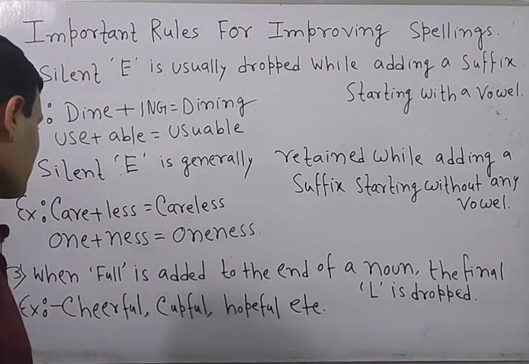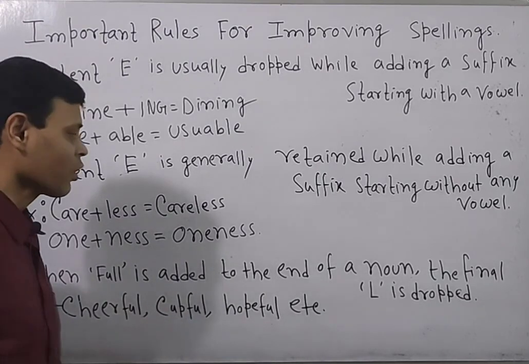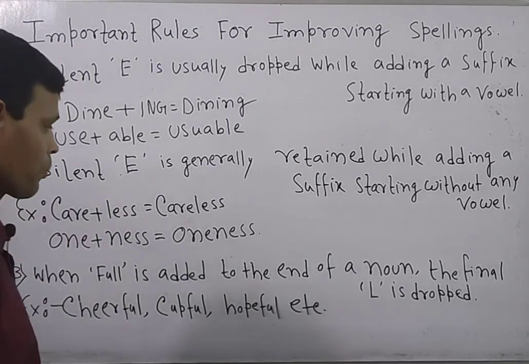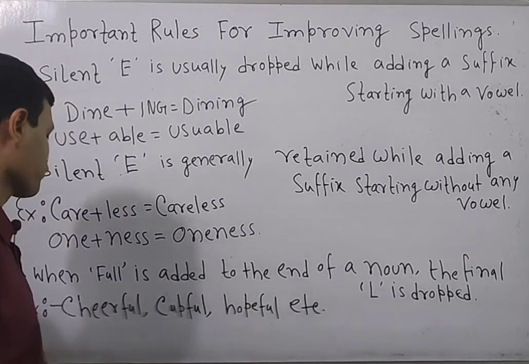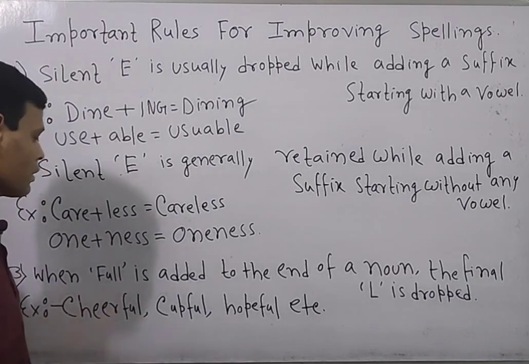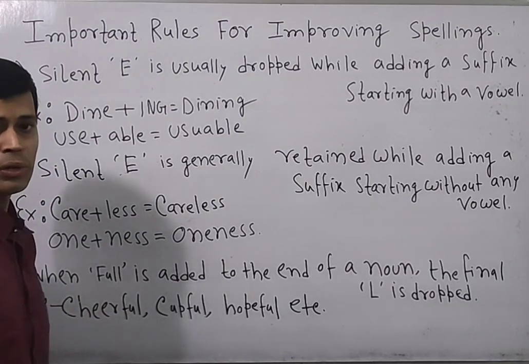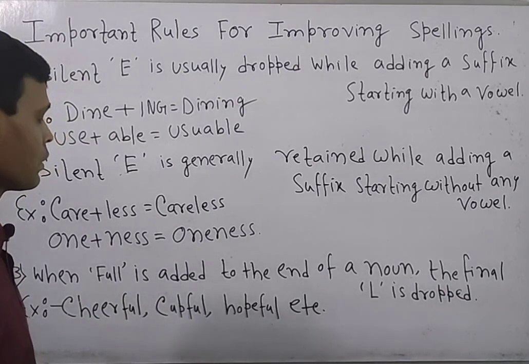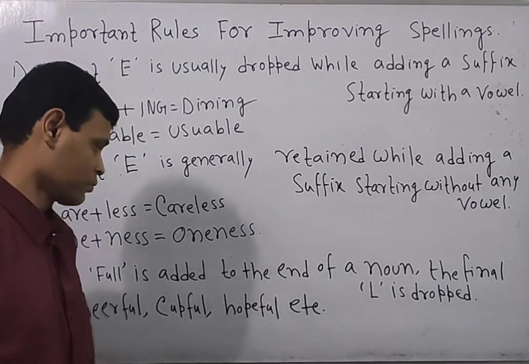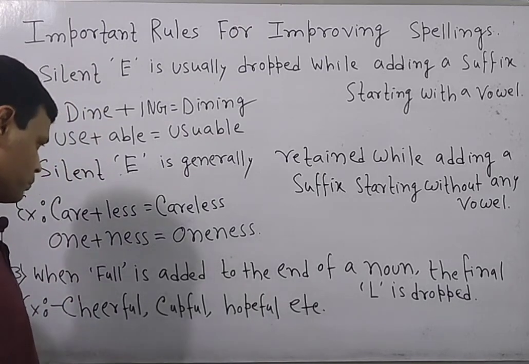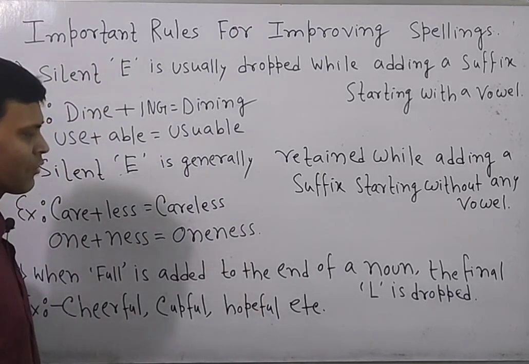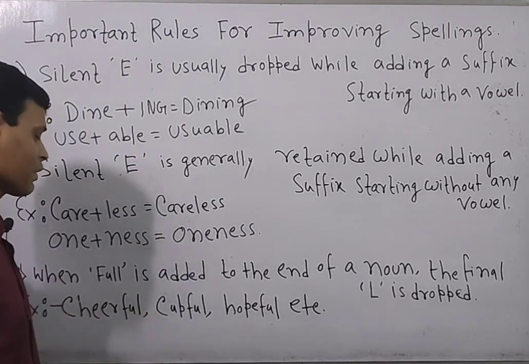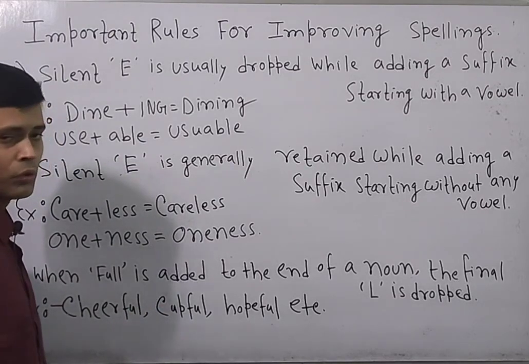Now go next. When full is added to the end of a noun, the final L is generally dropped. For example, cheerful. Here there is a single L, not a double L. When full is added to the end of a noun, the final L is dropped. Other examples you can say are cupful, hopeful.